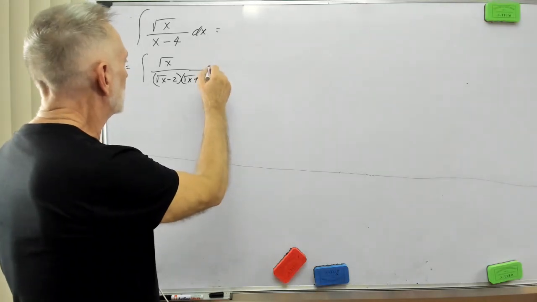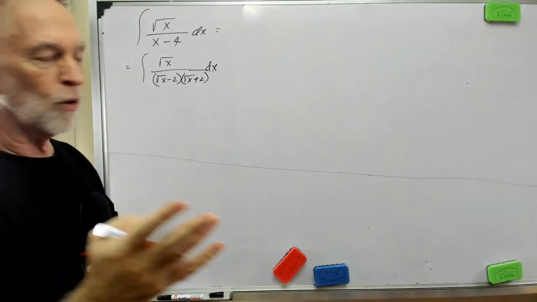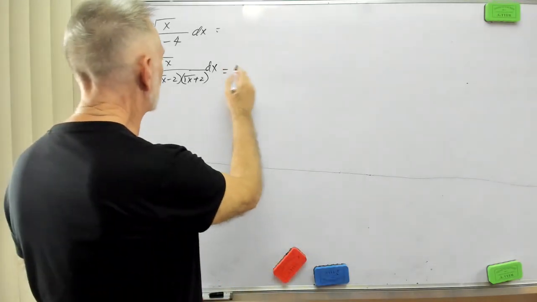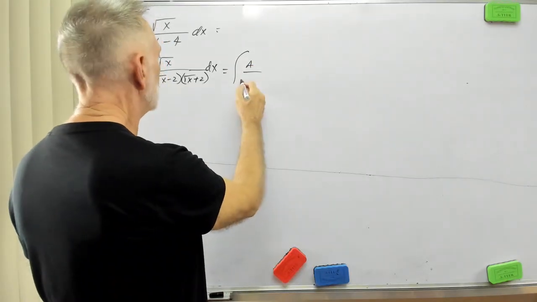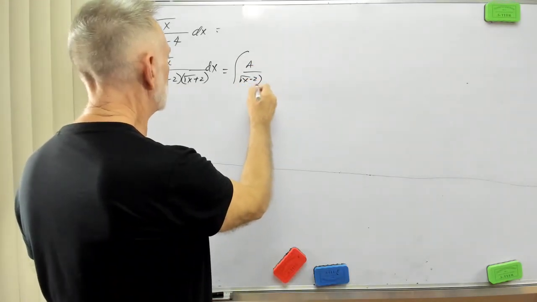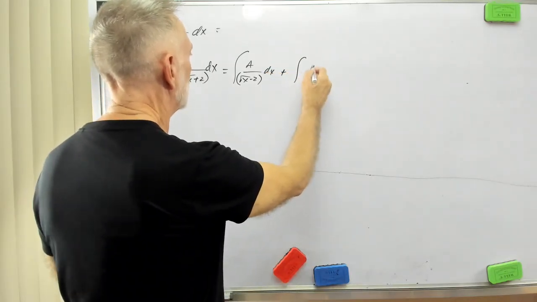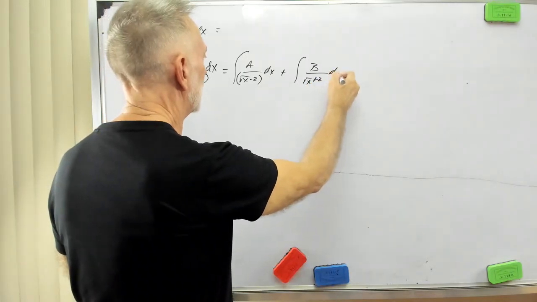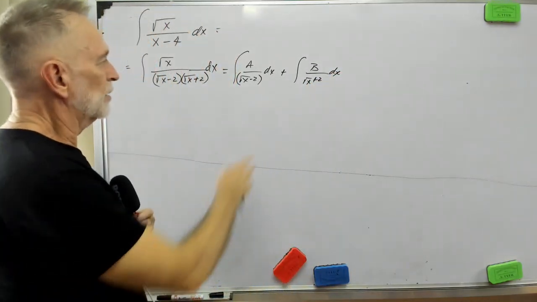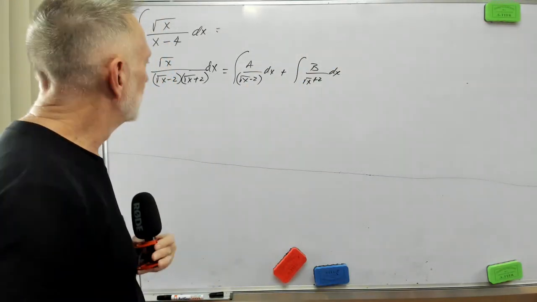Okay, dx. Now then, partial fractions, I could say that equals the integral of a over square root of x minus 2 dx plus the integral of b over square root of x plus 2 dx. Now I could have just left that integral out and put a big parentheses around it.